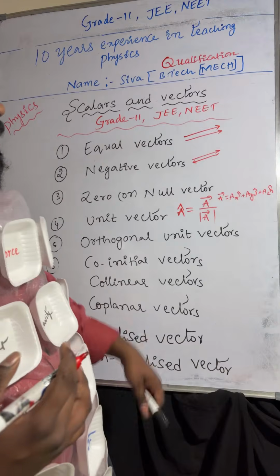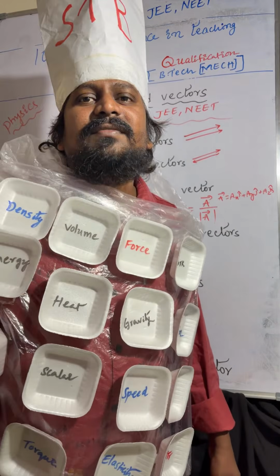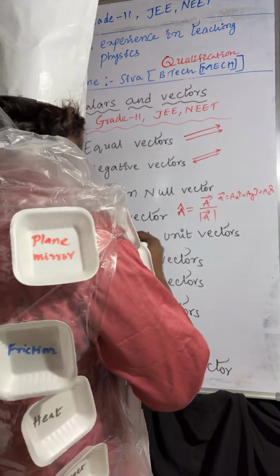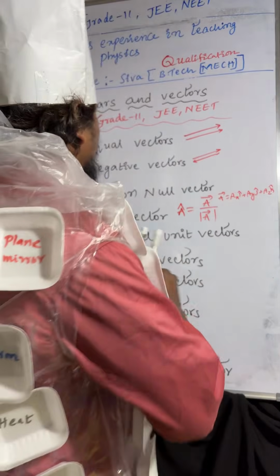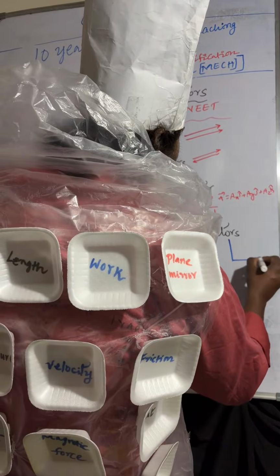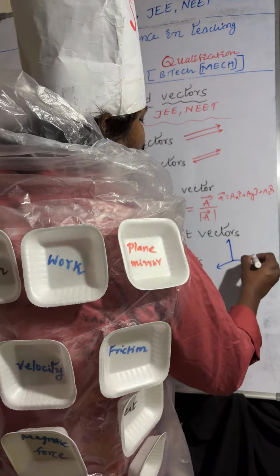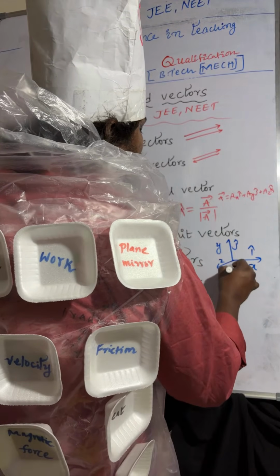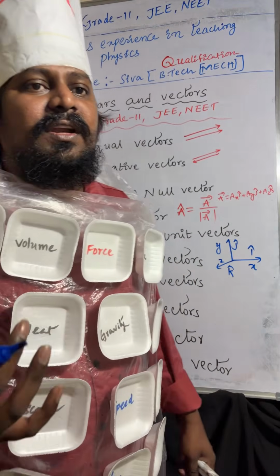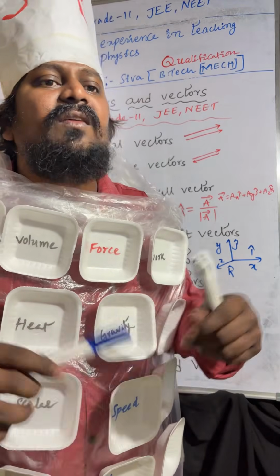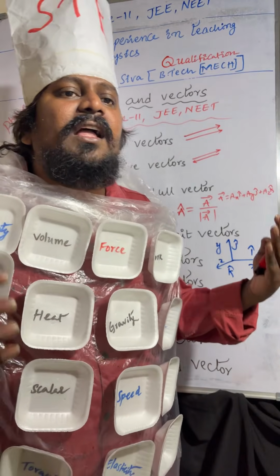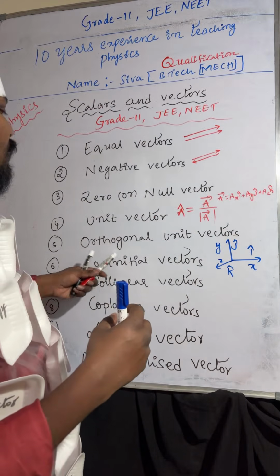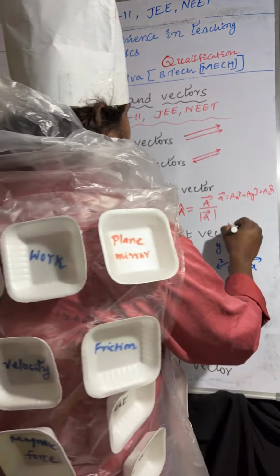And coming to the orthogonal unit vectors. The unit vectors acting along the orthogonal axes. Suppose you are taking x-axis, y-axis, z-axis. Along x-axis i cap, along y-axis j cap, along z-axis k cap. These are the unit vectors acting along orthogonal axes. So this is orthogonal vectors.